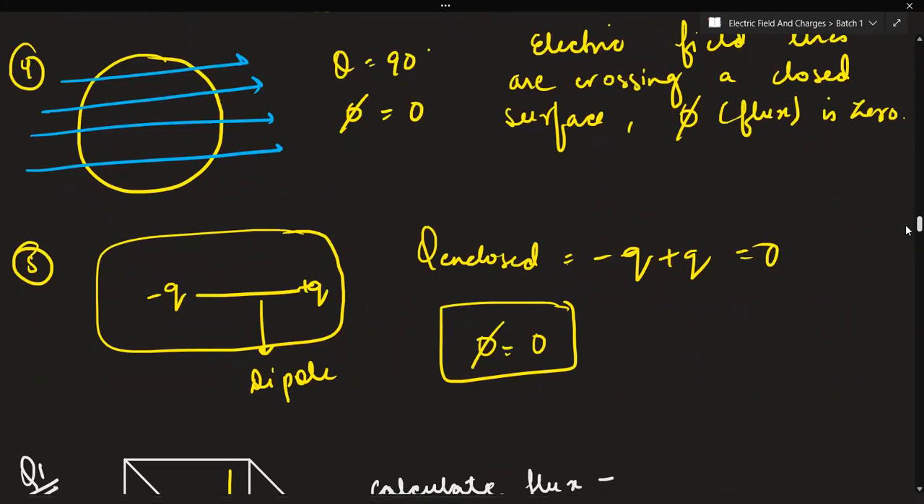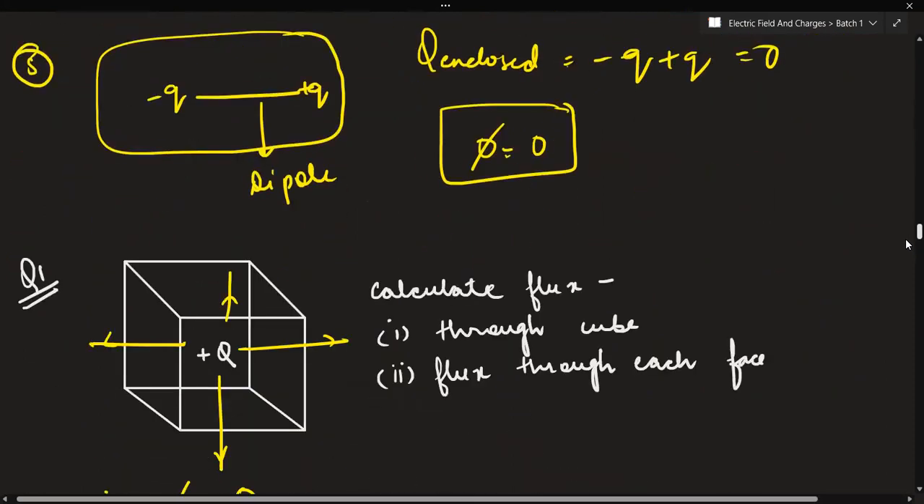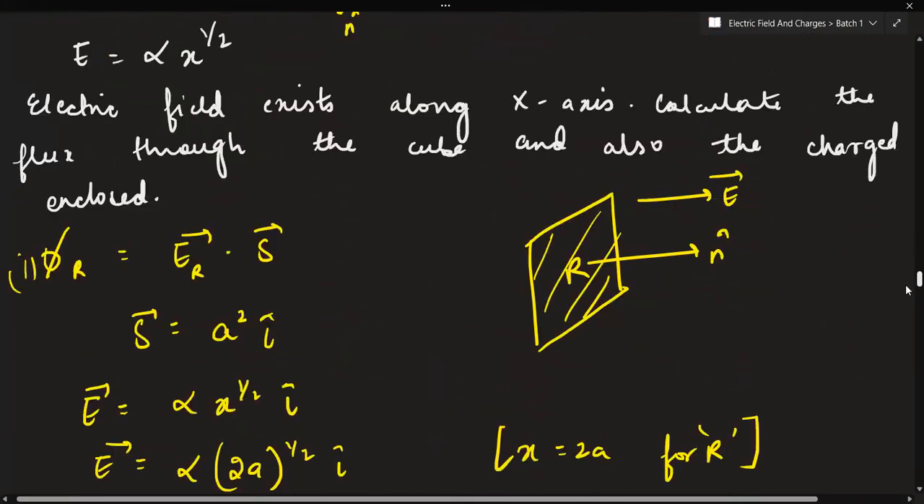This, yes class, this 5th part is also asked a lot. Flux for dipole, and this will be related to your equipotential surface that we'll see after we complete the first chapter.